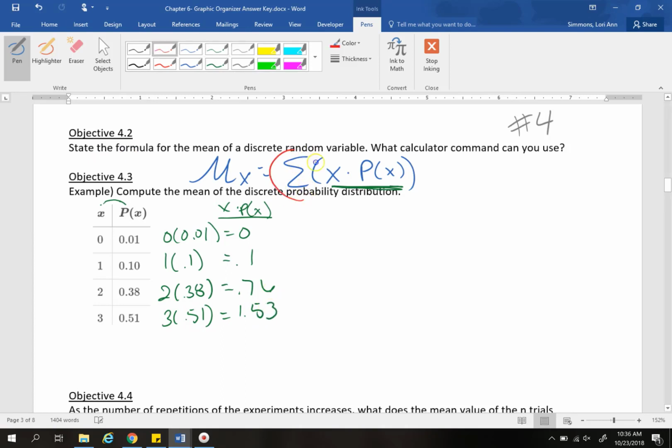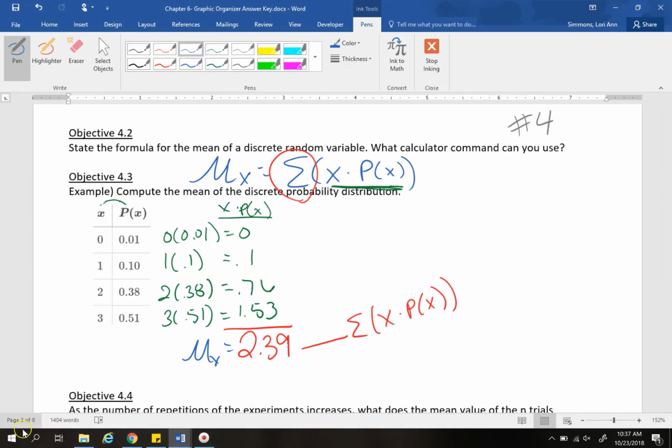Now this symbol means to add them all together. When you add them all together, you get 2.39. What we found was the definition of the mean. So mu sub x is equal to 2.39. Let's try this on our calculator.